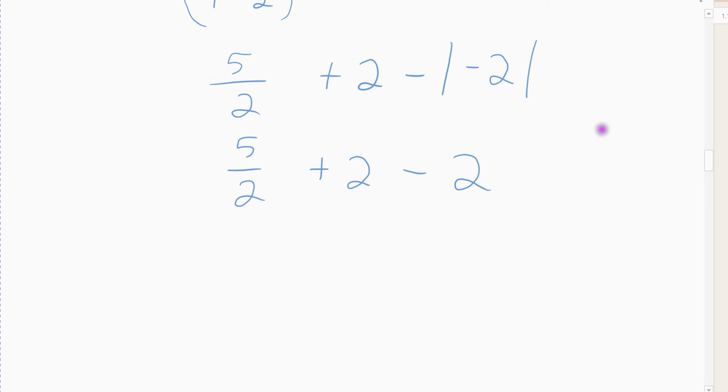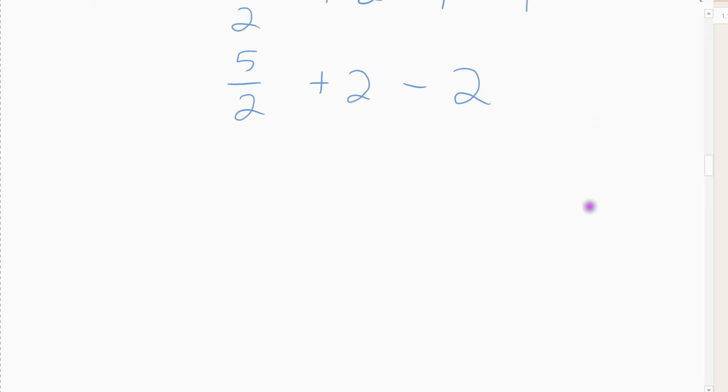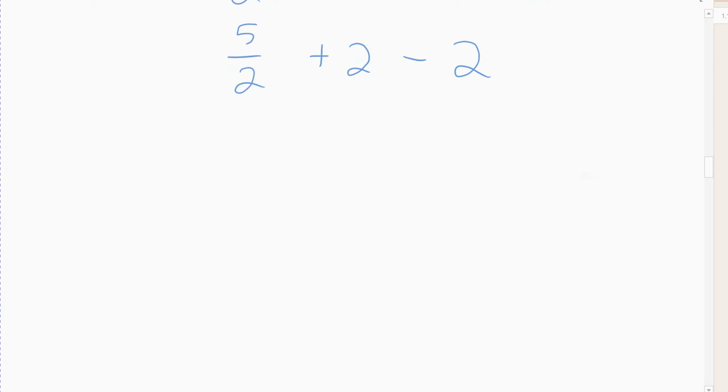Alright, now I go ahead and add and subtract. Now this is where, again, we typically tell you to read left to right, but this one's actually easier if I do it the other way around, right to left with addition and subtraction, because what happens when I take this 2 and subtract away this 2? Well, that 2 minus this 2 will zero out, and it will just leave me with my 5 halves, which is my final answer. Or if you prefer the decimal, 2.5.